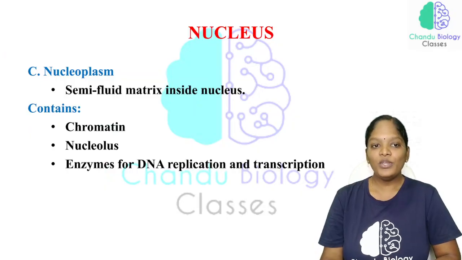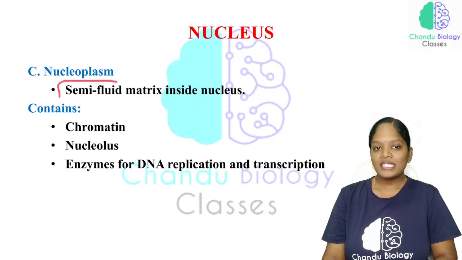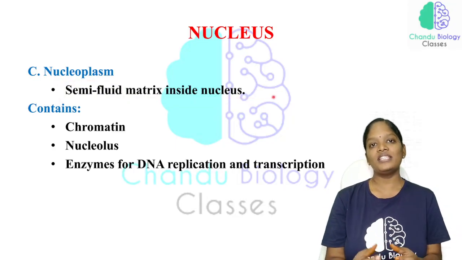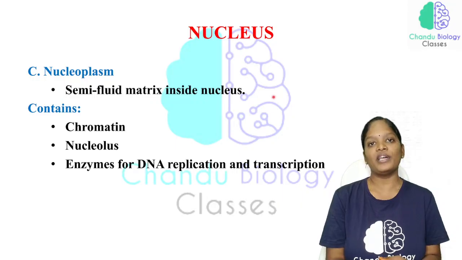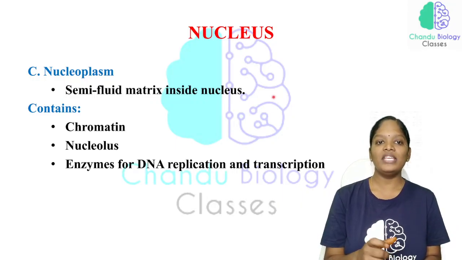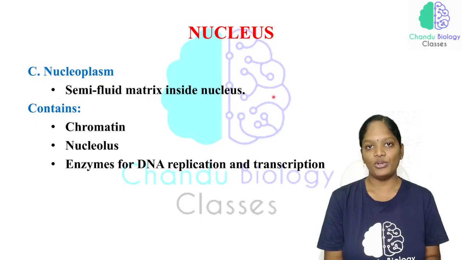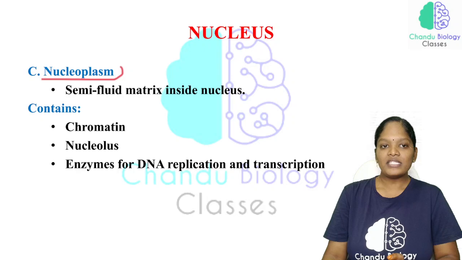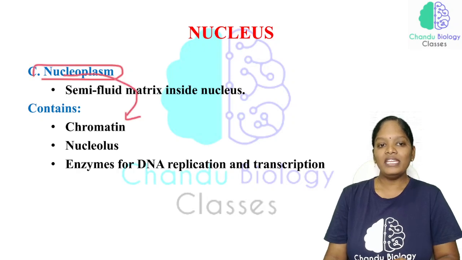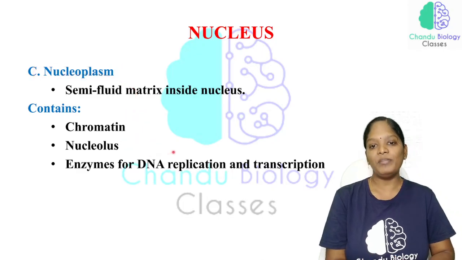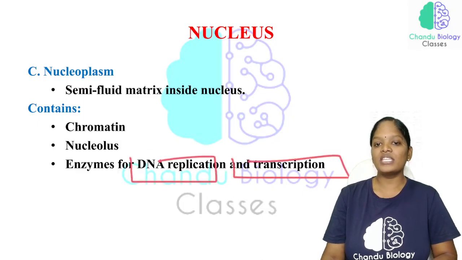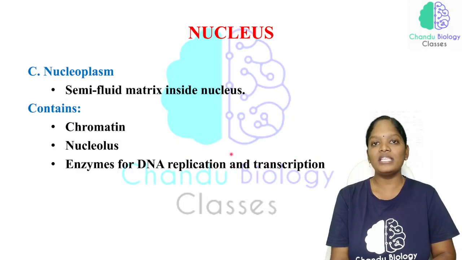Now what is meant by nucleoplasm? Nucleoplasm is a semi-fluid matrix present inside the nucleus. Just like the gelatinous substance present in the cell, that is the cytoplasm, the nucleus also has a semi-fluid matrix, which we call the nucleoplasm. The nucleoplasm contains the chromatin, the nucleolus and the enzymes for DNA replication and transcription. Why will the enzymes for DNA replication and transcription be present in the nucleus? Why not in the cytoplasm?